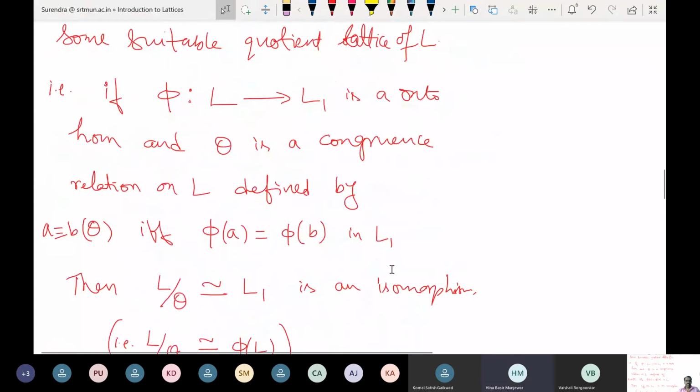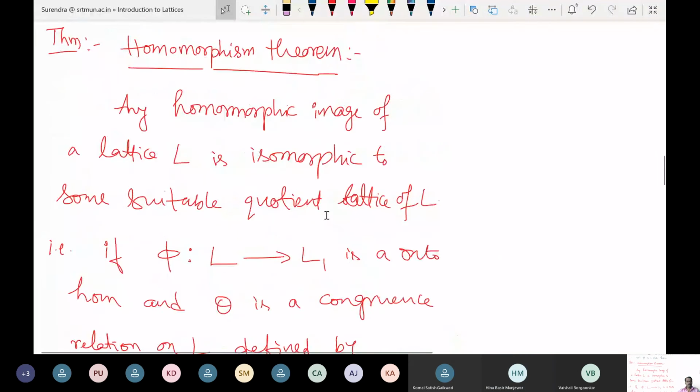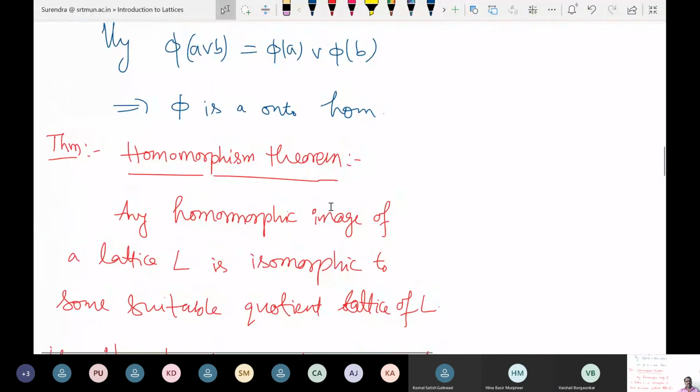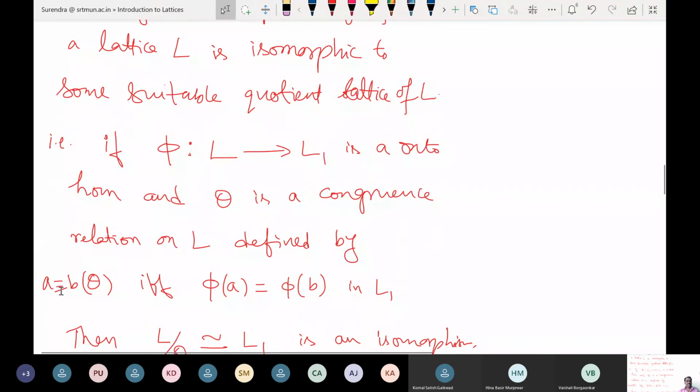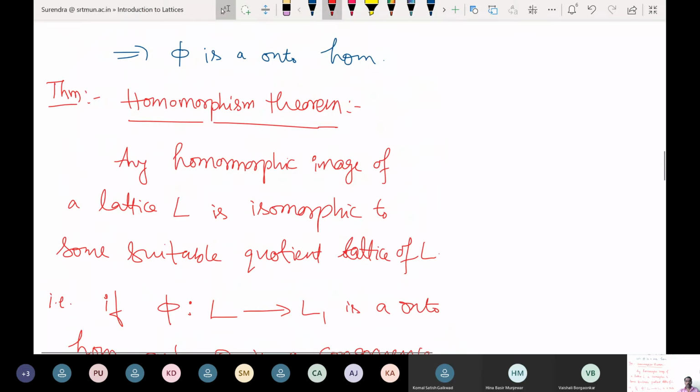Yes, sir. So this homomorphism, which we have seen similarly already in group theory, says that any homomorphic image of this lattice L is isomorphic to some quotient lattice, that means for a suitable theta. And what is that theta we are defining here? A is congruent to B modulo theta if and only if their images are the same. That means phi of A is congruent to phi of B in L1, right? Okay.